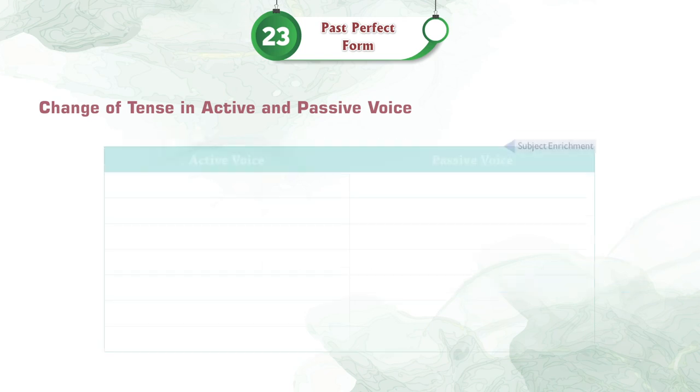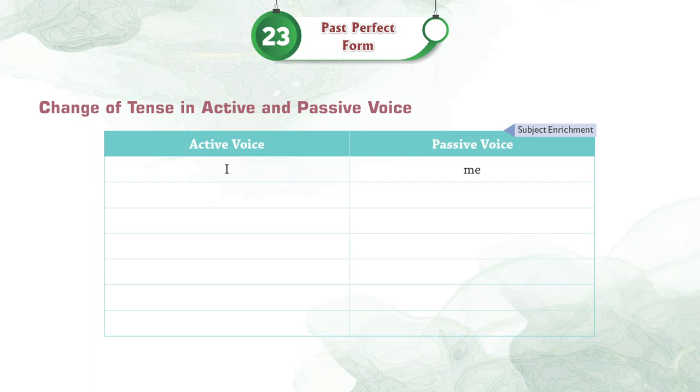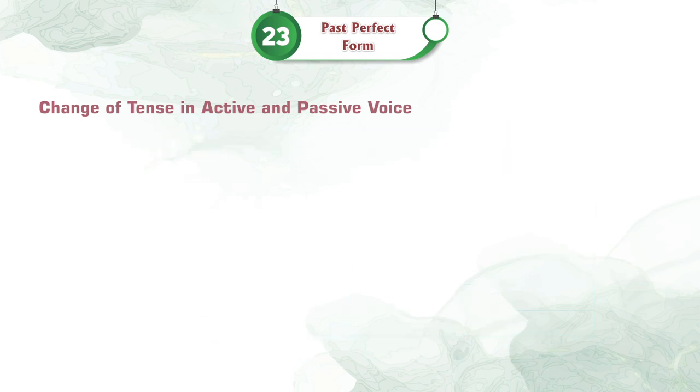Change of person. Active voice, I. Passive, me. We, us. You, you. She, her. He, him. They, them. Any name, the name remains as it is.